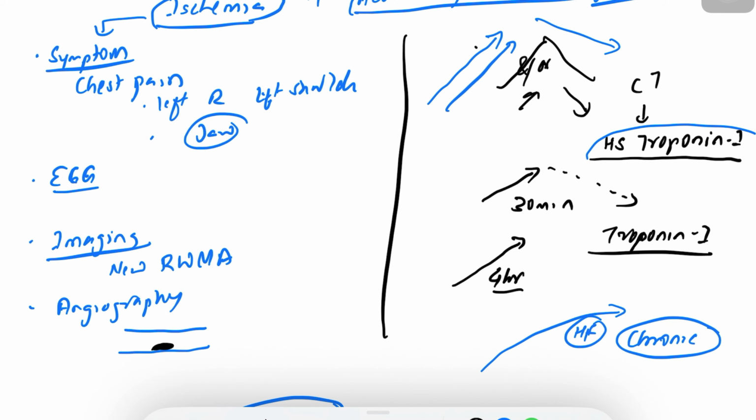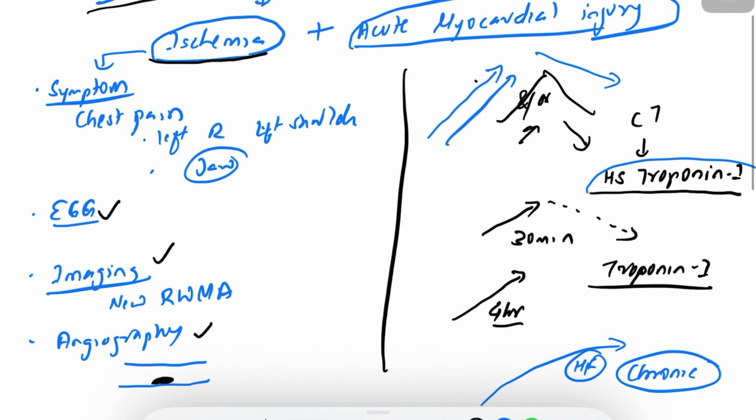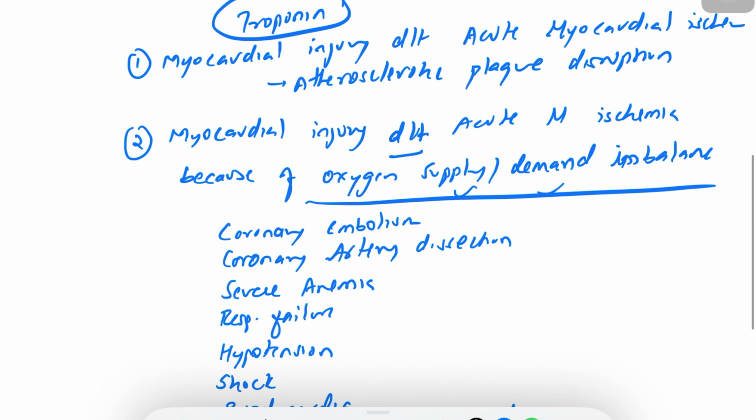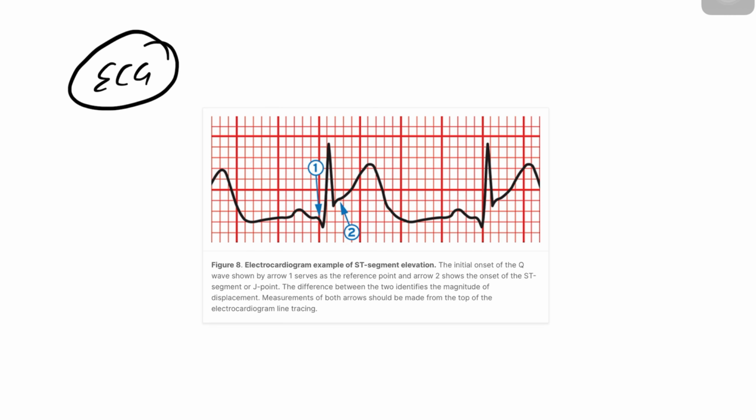For acute myocardial infarction, there should be symptoms or ECG changes or imaging changes or angiographic changes, as well as acute myocardial injury as documented by rise and fall in troponin. So we discussed the different causes of a rise in troponin as well. Now let's learn about ECG changes.